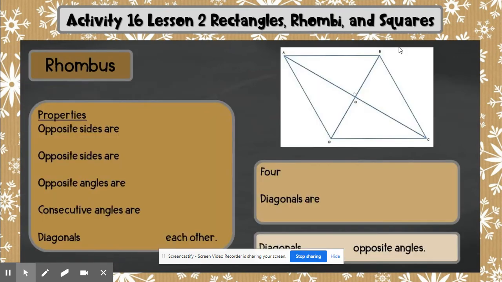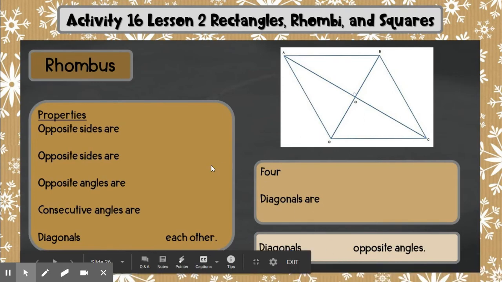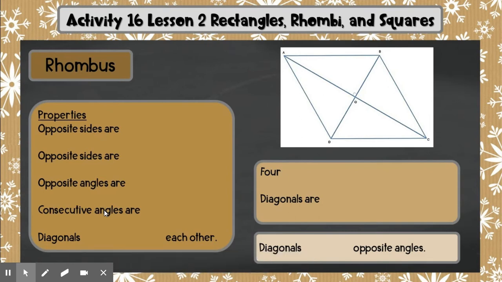All right. Let's talk about a rhombus. Now, a rhombus is a shape that we don't use that often, but it's still very important. So the first couple of things are the first 5 properties. Because a rhombus is a parallelogram, it shares the first 5 properties the same way a rectangle does.